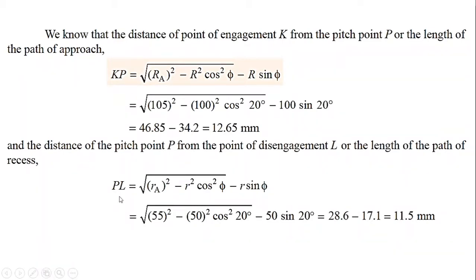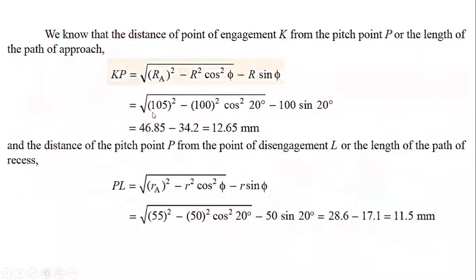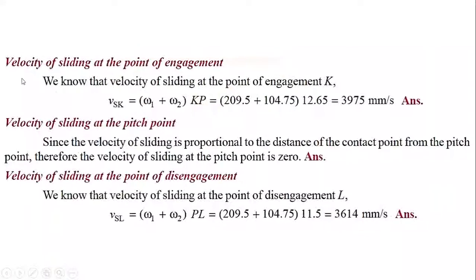Similarly, we apply the values into the PL formula and get the value of PL, the length of path of recess. Add these two values and we get the length of path of contact. Here they are asking for three sliding velocities. First is the velocity of sliding at the point of engagement, that means KP.